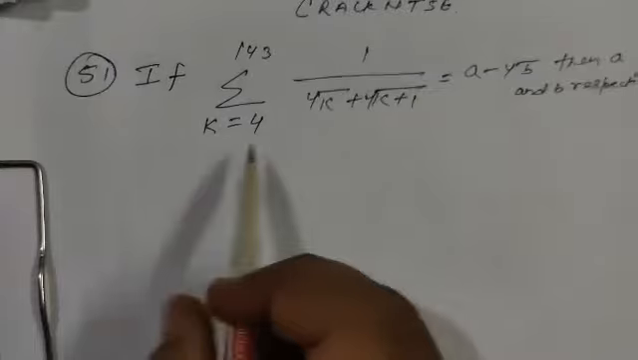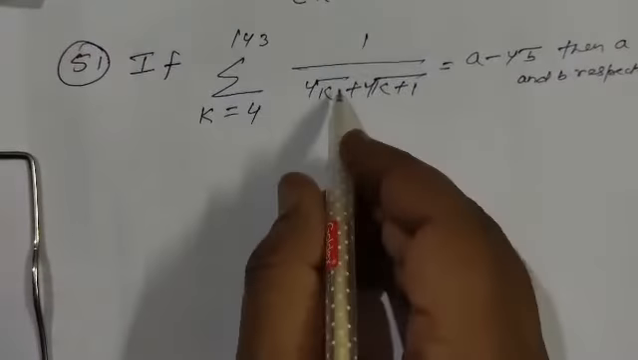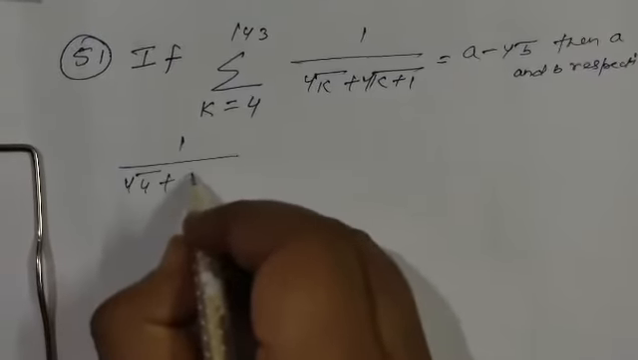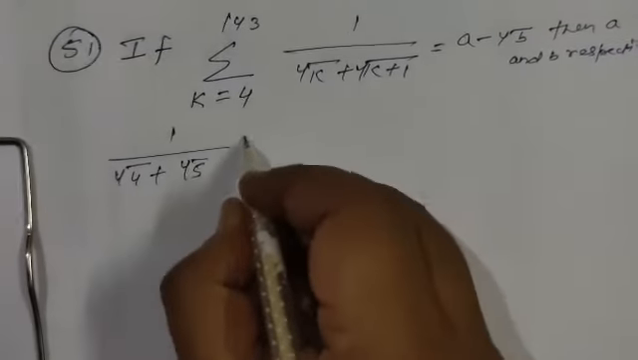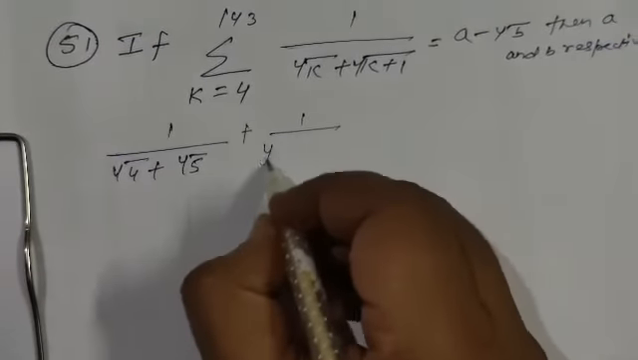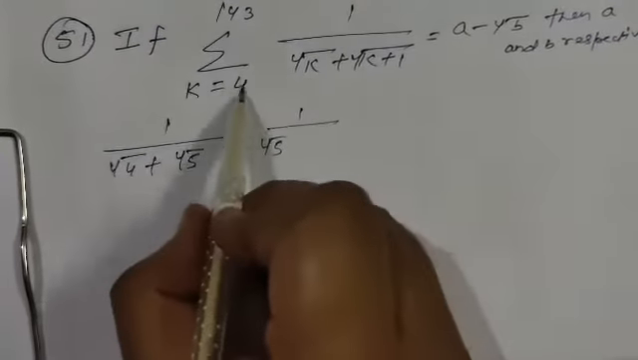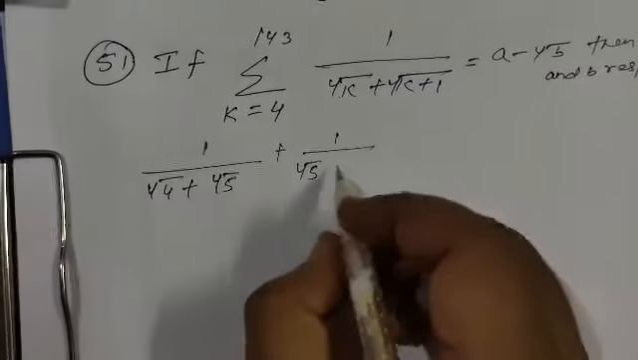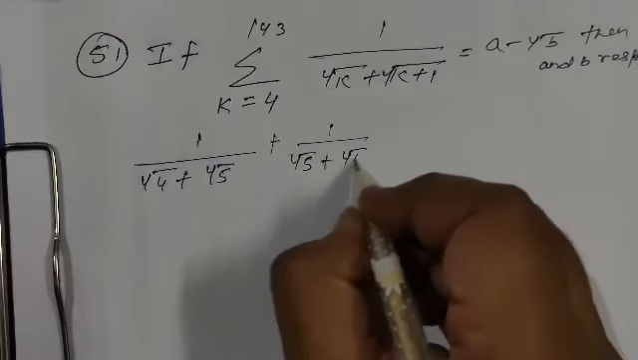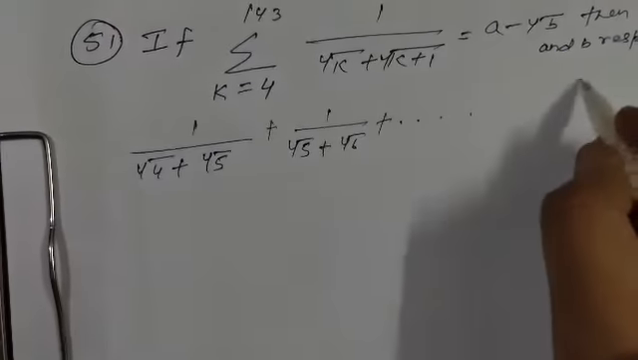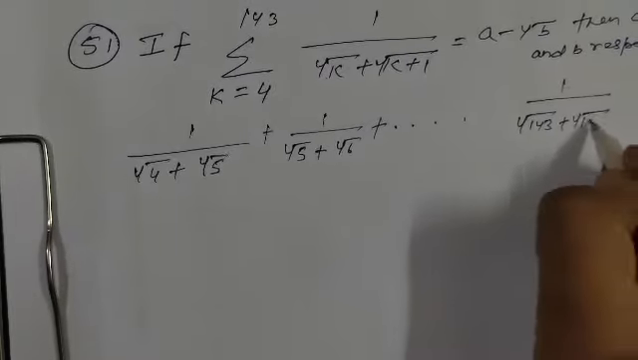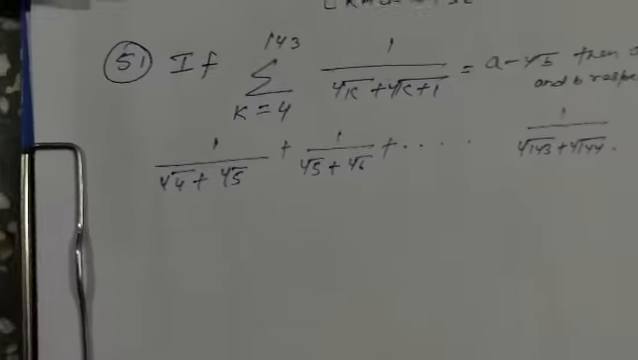Therefore what we have to do first, just write the value of 1 upon root k plus root k plus 1. For k equals 4, it is 1 upon root 4 plus root 5. Clear? Similarly, when you are putting the value of k as 4, 5, 6, up to 143, this is 1 upon root 5 plus root 6, and similarly the last value is 1 upon root 143 plus root 144.